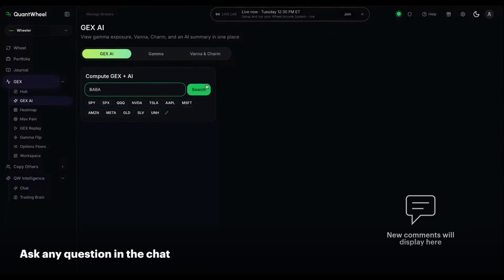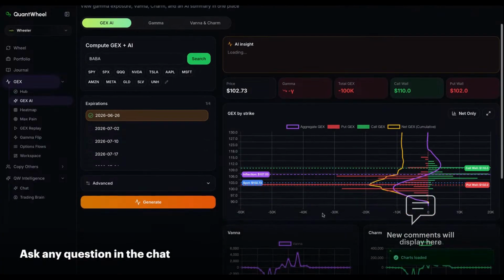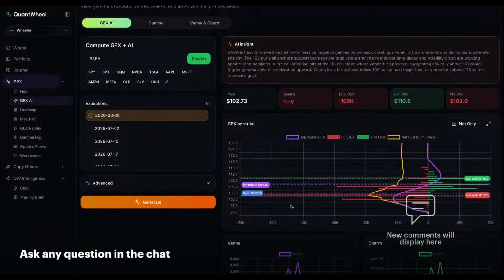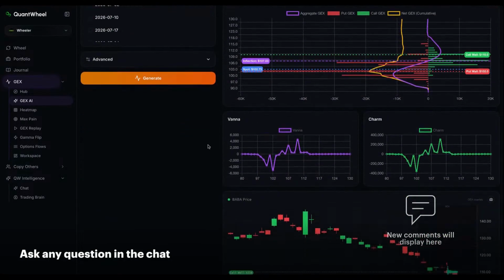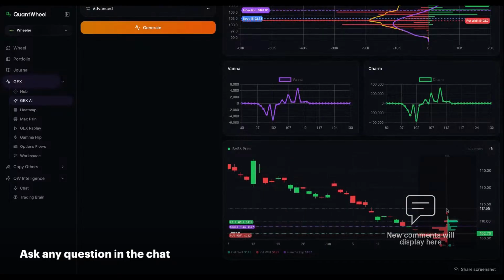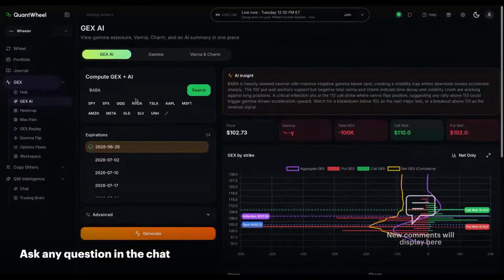If you want to see more details for, let's say, BABA that we talked about, clearly it's going to show you we are in negative gamma, but a huge put wall around 100. Similarly with Vanna and Charm, but for me it's easier to just understand it looking at the chart, the GEX, and just using QuantWheel Intelligence.